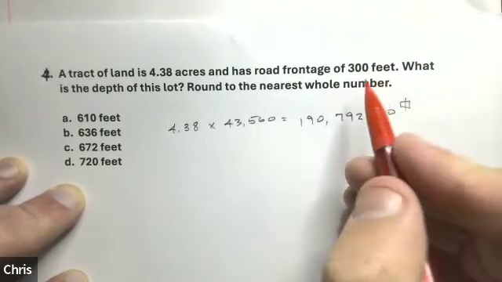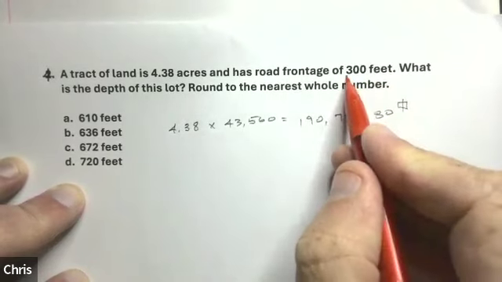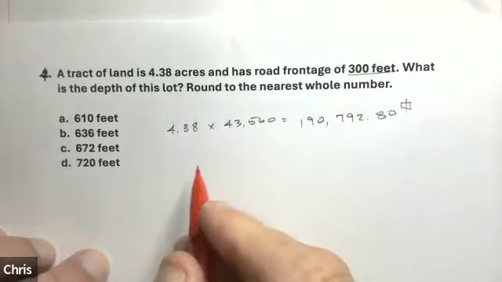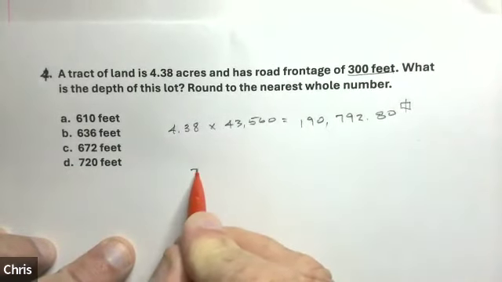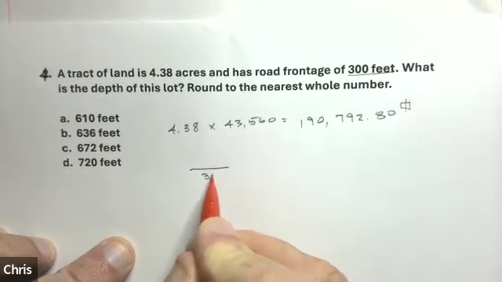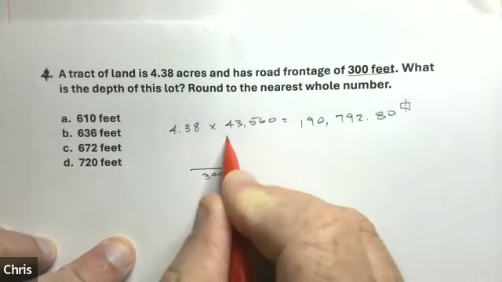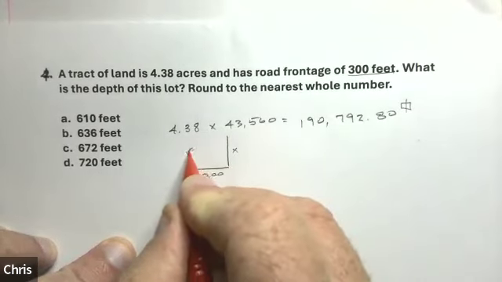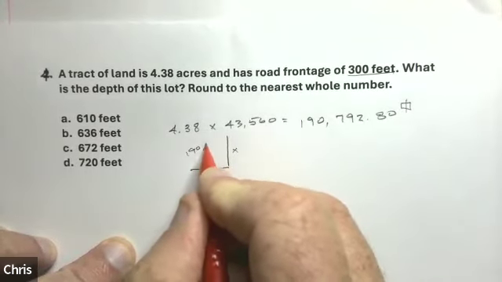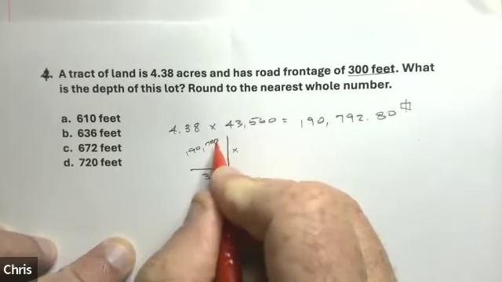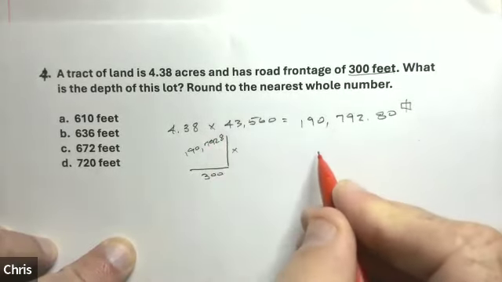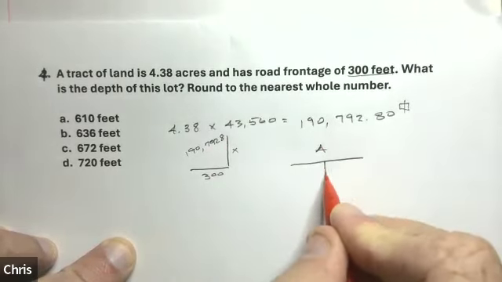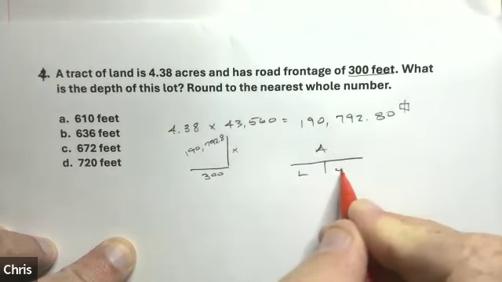Well, now what we have to do is figure out if the road frontage is 300 feet, what we're trying to figure out here is how much the depth of this property is. So if you want to draw it out, it would look like this, 300. And then, of course, what we're looking for here is X. And we know that the total in here was 190,792.8. And so if you remember your T-bar formula for this, area is length times width.